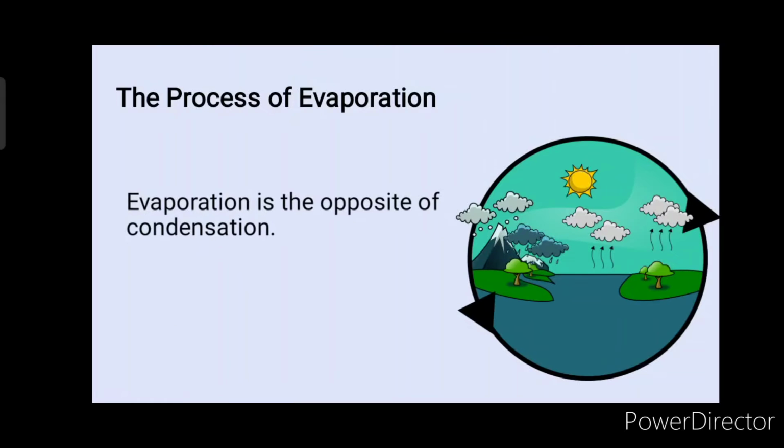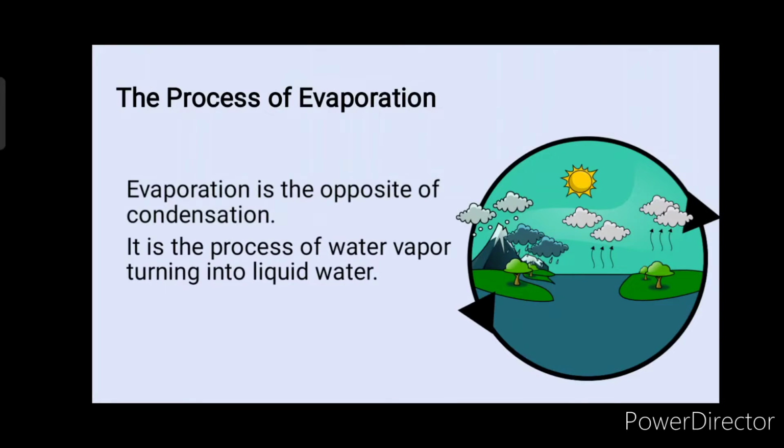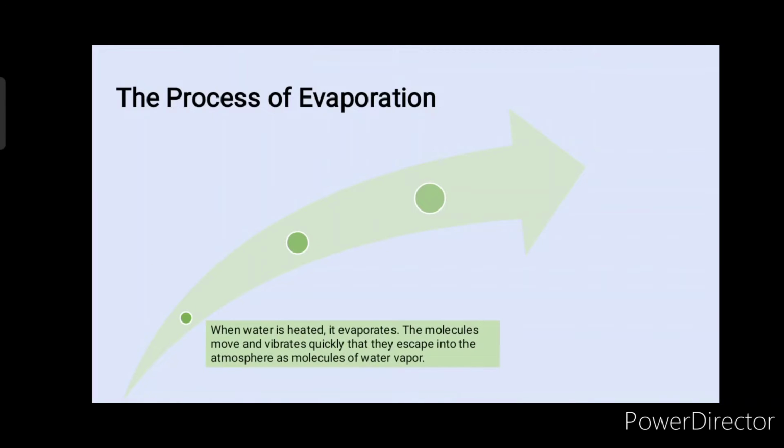So, evaporation is the opposite of condensation. It is the process of liquid water turning into water vapor. So, when water is heated, it evaporates. The molecules move and vibrate so quickly that they escape into the atmosphere as molecules of water vapor. Water is evaporating but staying in the air as a vapor.